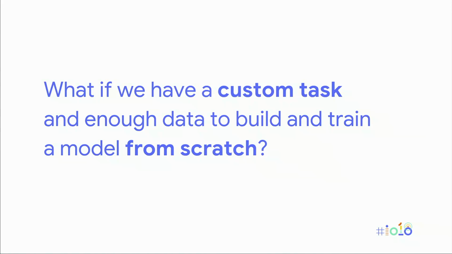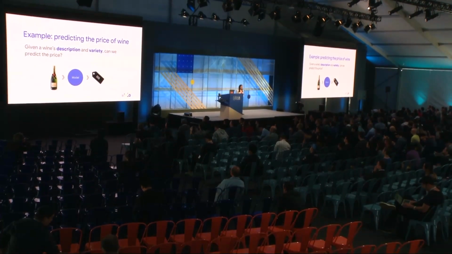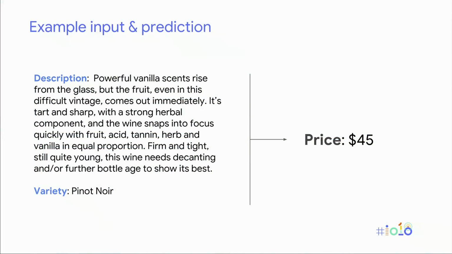So that was an example of transfer learning. But let's say that we have a custom task, and we've got enough data to build and train a model entirely from scratch. For this, I'm going to show you a demo I built of a model that predicts the price of wine. So I wanted to see, given a wine's description and variety, can we predict the price? This is what an example input and prediction for our model would be.